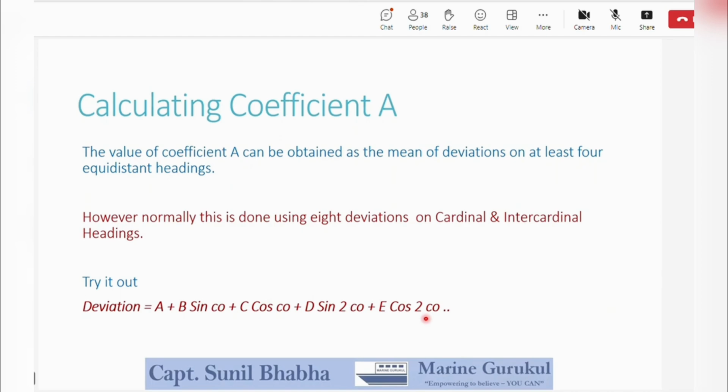Yes, you calculated the coefficient A on your ship practically. So that is what it is. And what about B, C and D, sir? We will be doing it now. Okay, sir. Okay.